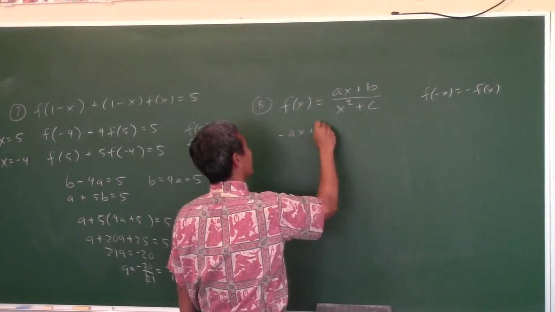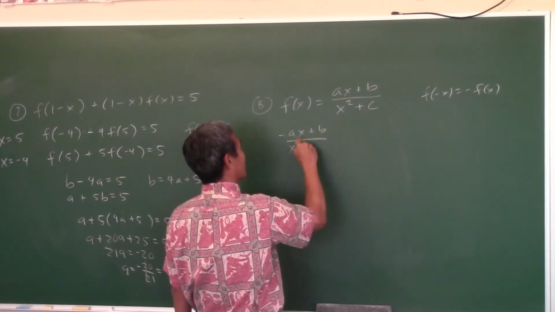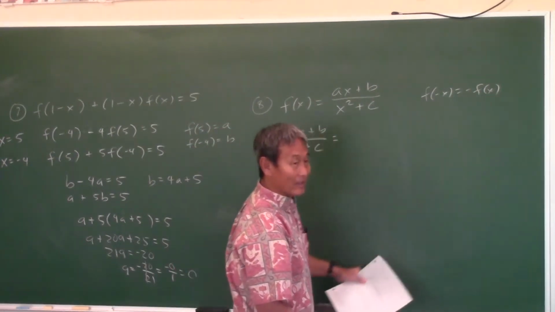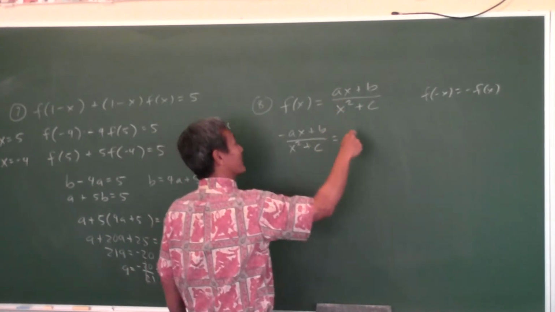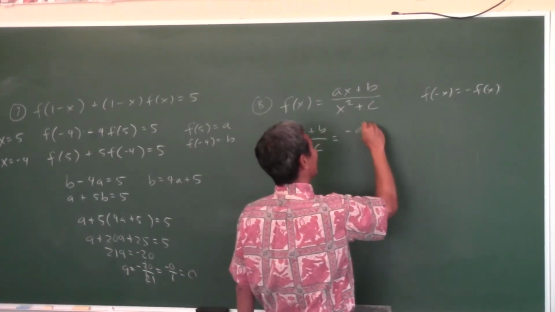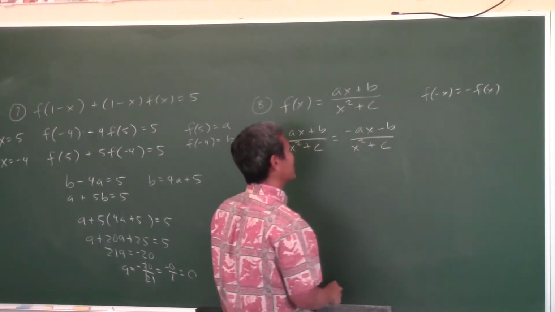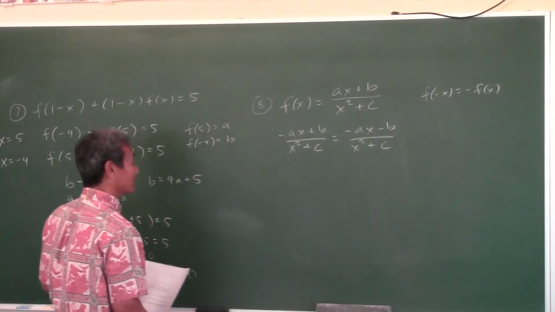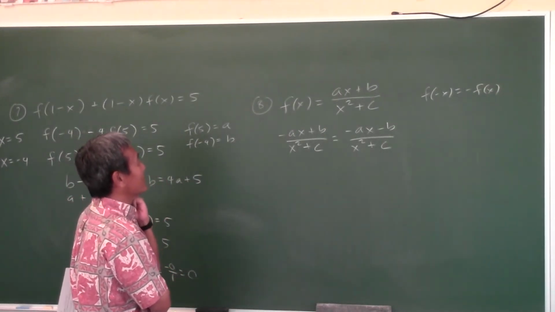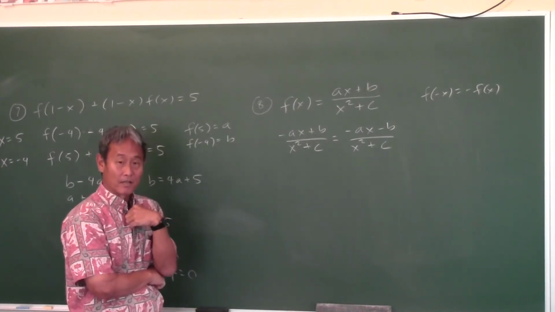Negative ax plus b all over, plug in negative x for x: x squared plus c. And that has to equal negative f of x, the opposite of this. The opposite means you multiply it by negative 1. So you get negative ax minus b over x squared plus c. And then you just use common sense. If the left side of the equation has to equal the right side, what has to happen? B has to be 0, right?